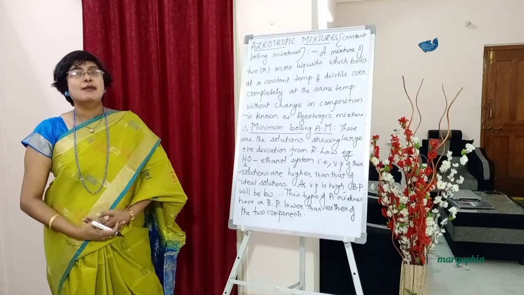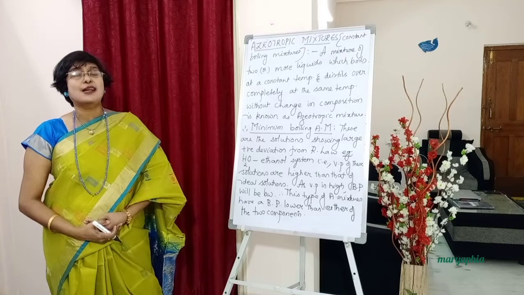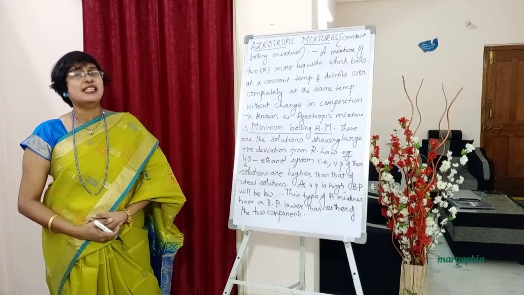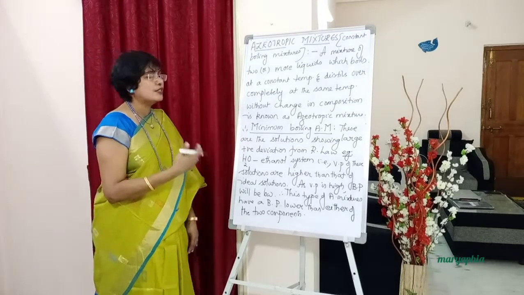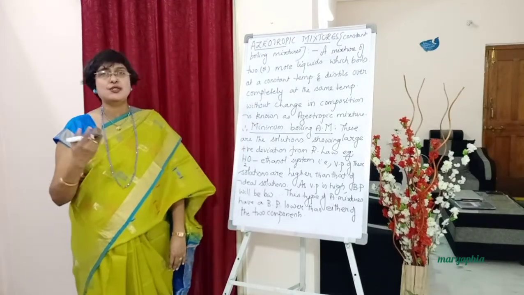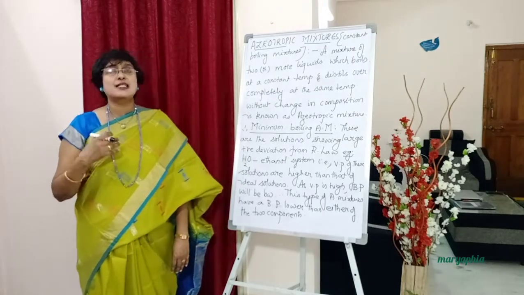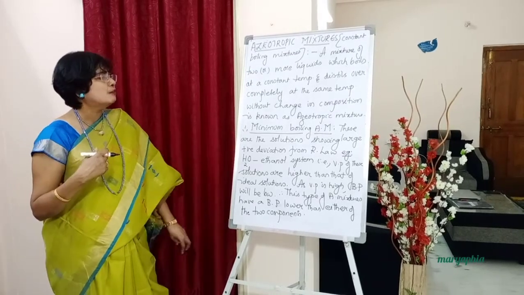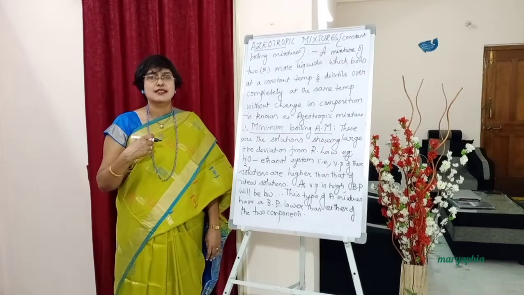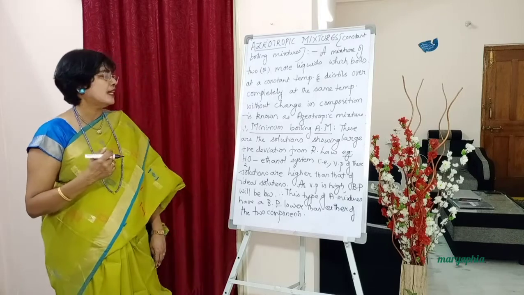Once again, a mixture of two or more liquids which boils at a constant temperature and also distills over completely at the same temperature without change in the composition is called an azeotropic mixture. And full stop. Azeotropic mixtures are classified into two types. You write down, I did not write here. Azeotropic mixtures are classified into two types. First one, put the side heading, minimum boiling azeotropic mixtures. Underline.